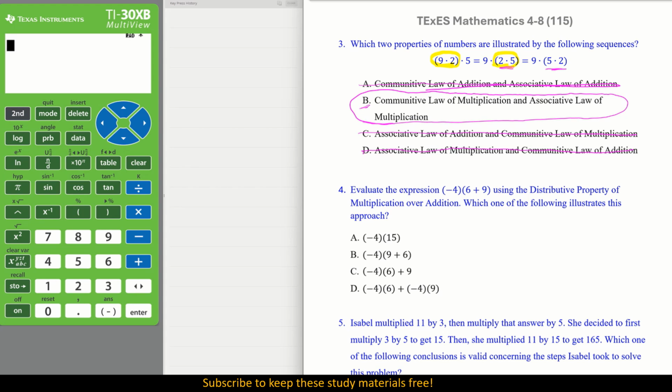Now, a little note, your calculator isn't going to necessarily help you with all these. You have to know the properties and laws. Okay, all right, let's look at number 4.